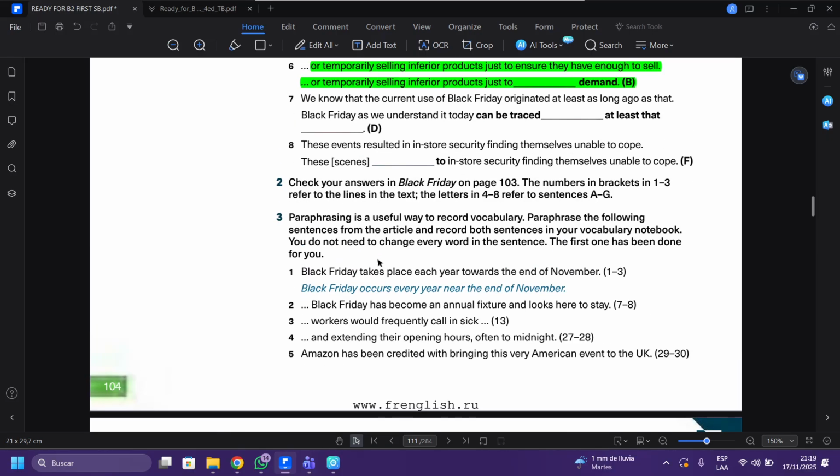Black Friday takes place every single year towards the end of November. And the paraphrased sentence: Black Friday occurs. We are replacing takes place by occurs every year near the end of November. Or we can say as well by the end of November.